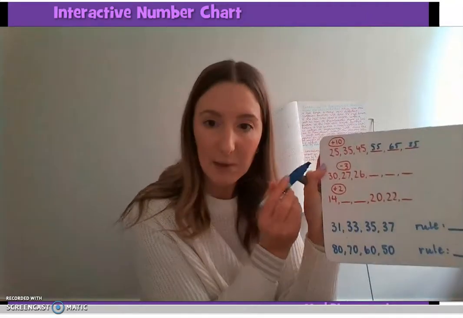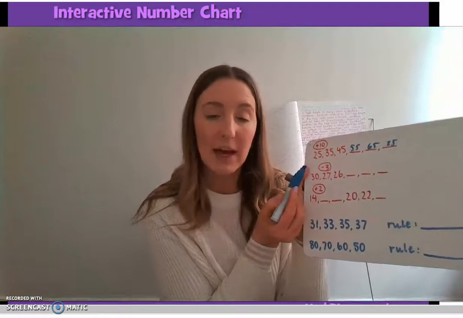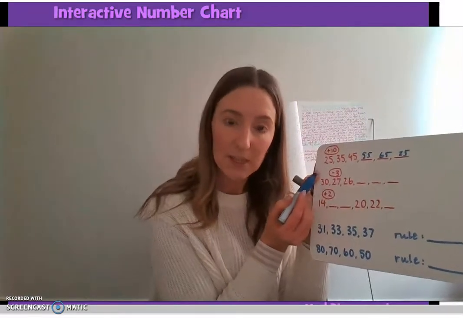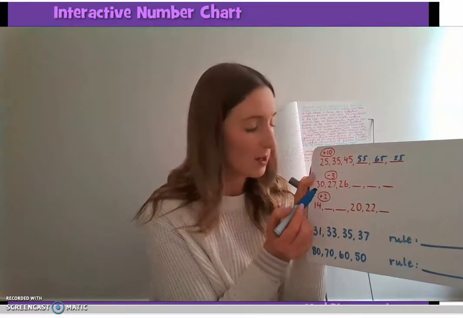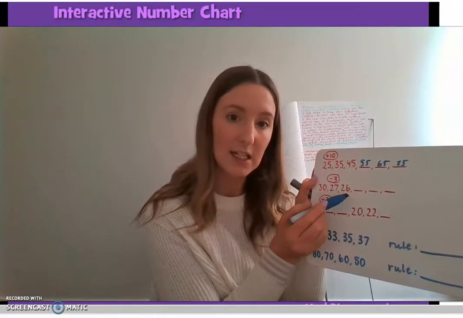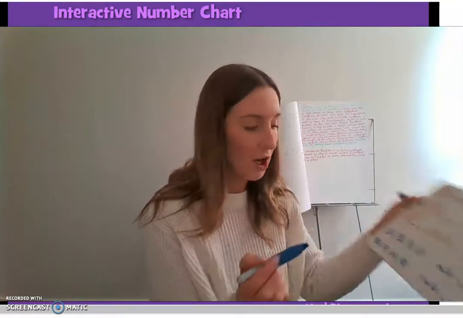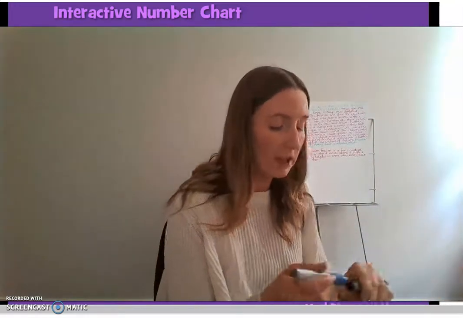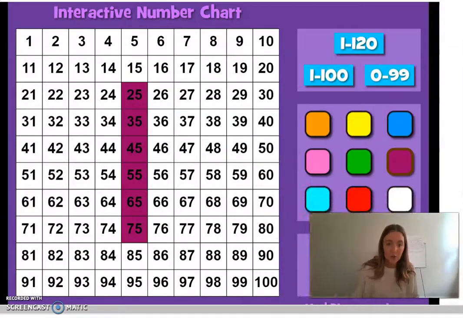All right, my next number pattern is a subtraction. So number patterns can be made from taking away a number each time as well. So here I've got 30, 27, 26. You can see the numbers are getting smaller because it's a subtraction. So my rule is taking away 3. Let's use the hundreds chart again.